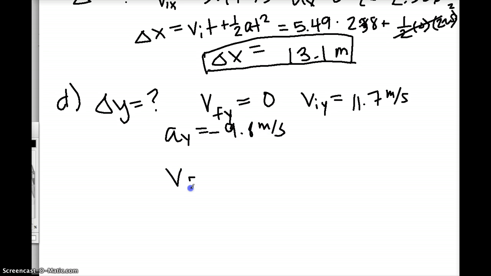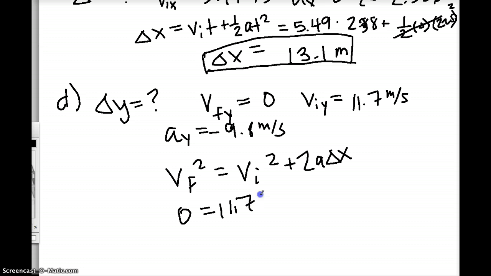And so the equation that's going to help me out here is this kinematic equation. And again, I challenge you to come up with a different way to do this because there are multiple ways, including using information from previous parts. So final velocity is 0, 11.7 squared plus 2 times negative 9.8, and then what we're trying to solve for. I wrote delta x here, but I really mean delta y.